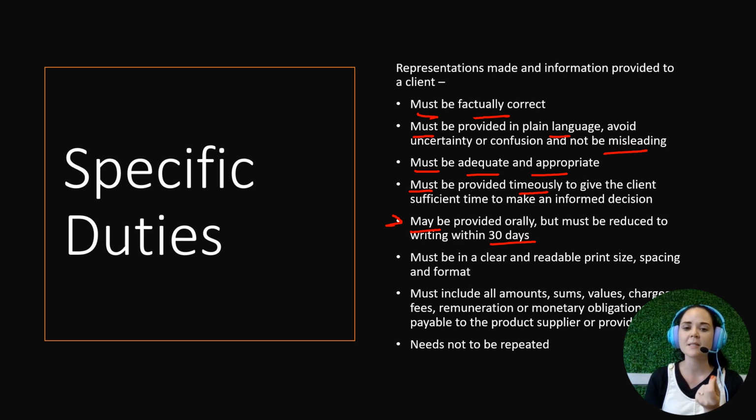It says our writing must be in clear and readable print size, spacing, and format. It has to include all amounts, all sums, all charges, all values, anything with a rand value. And this needs not to be repeated. When we say this needs not to be repeated, what does that mean? It means that we don't have to go through it again and again with the client.